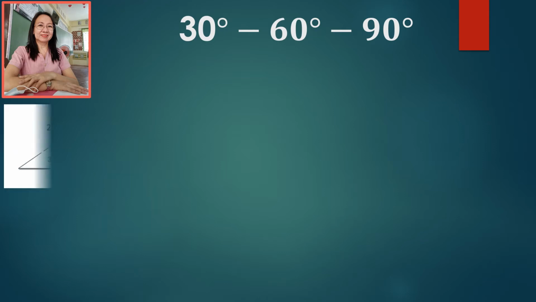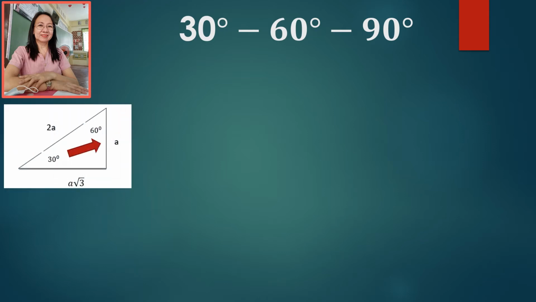Another special right triangle is a 30, 60, 90 degree triangle. So in the figure, opposite the 30 degrees is A, which is our shorter leg. And then its adjacent is A square root of 3, and the longest, which is the hypotenuse, is 2A. So for the value of sine 30 degrees, which is the opposite over the hypotenuse, we have A over 2A. And then we can cancel A over A. So the value of sine 30 degrees is 1/2.